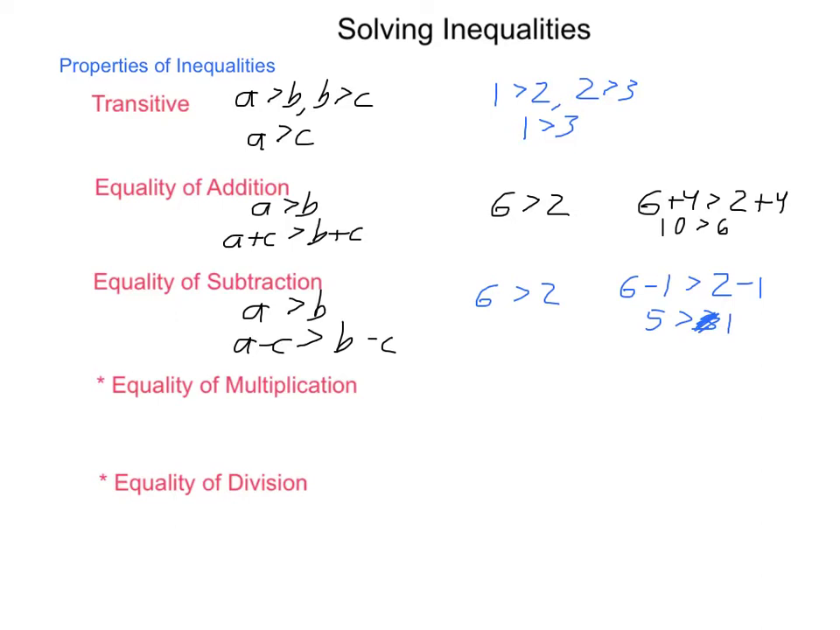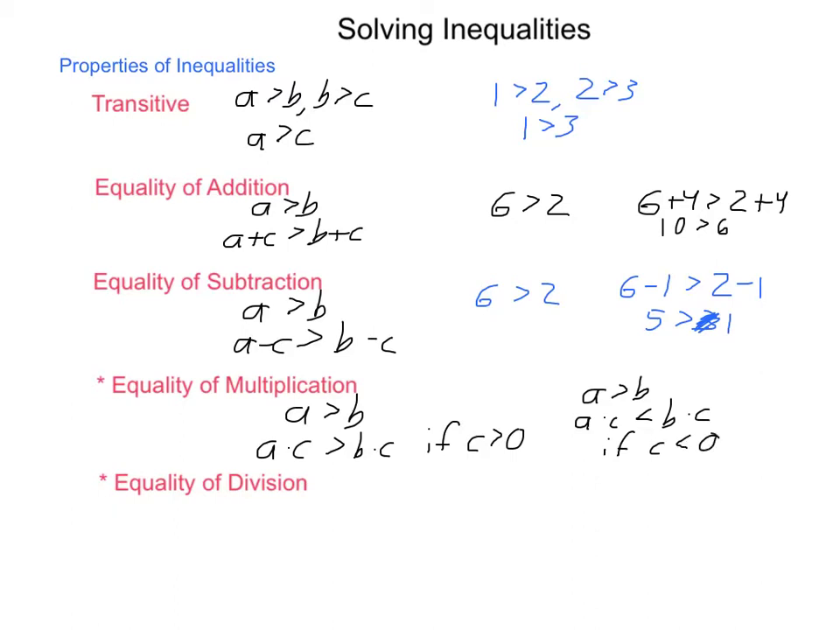Now, the multiplication property comes in two parts, so I will show those separately. If A is greater than B, then A times C is greater than B times C if C is greater than 0. If C is positive, the inequality will hold the same. If A is greater than B, then A times C is going to be less than B times C if C is less than 0. If C is negative, it changes the direction of the inequality sign.